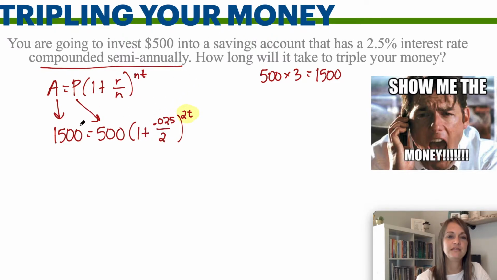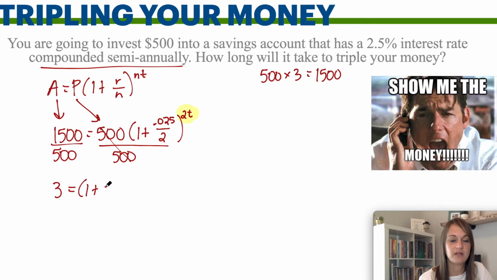So what we're going to need to do is first go ahead and get rid of the 500. If we divide both sides by 500, then we'll get 3, which is actually where the tripling your money comes from. That's why it actually is 3. If you were to double your money, that number would end up being 2. And then on the inside, you would have 1 plus 0.025 divided by 2 raised to the 2t. Now, you can also put this together, which will give you 1.0125 and then raised to the 2t.